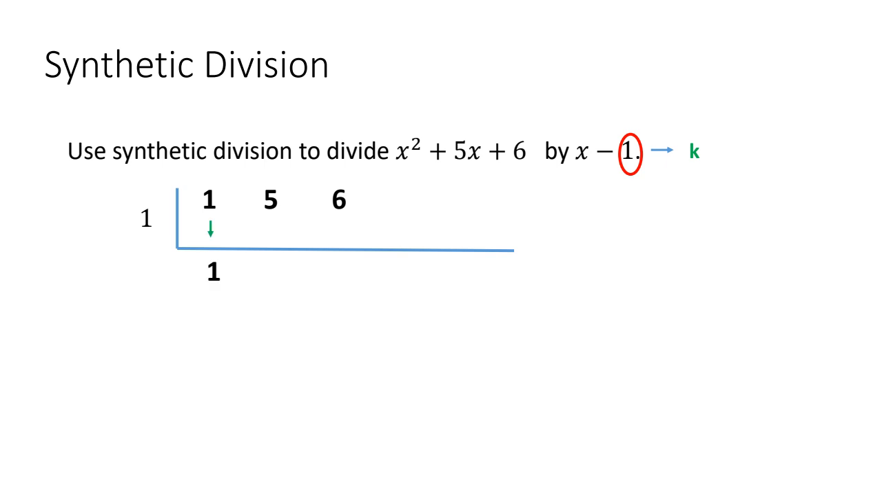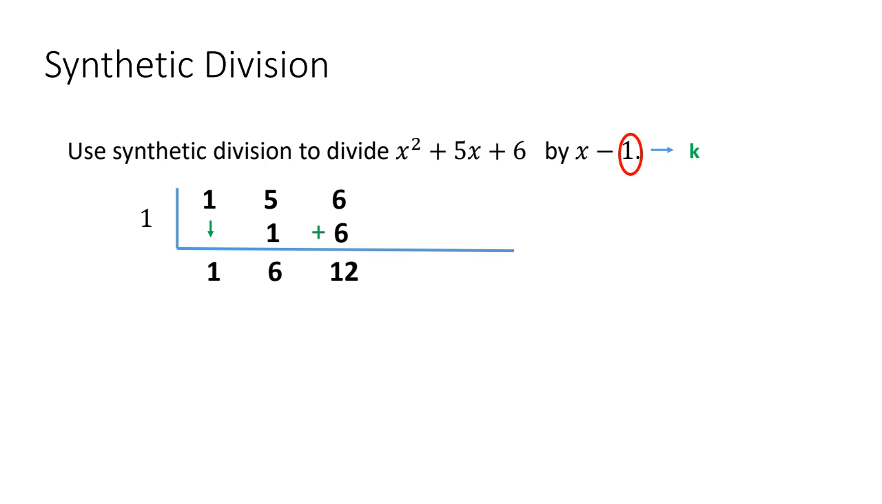First thing I'm going to do is bring down my 1. 1 times 1 is 1, and I'm going to put it right below the 5. Now I'm going to add these two numbers, 5 plus 1. 5 plus 1 is 6. So now I'm going to multiply 1 times 6. When I multiply 1 times 6, that gives me 6, and I put it again below my last coefficient. So 6 plus 6 is going to be 12.